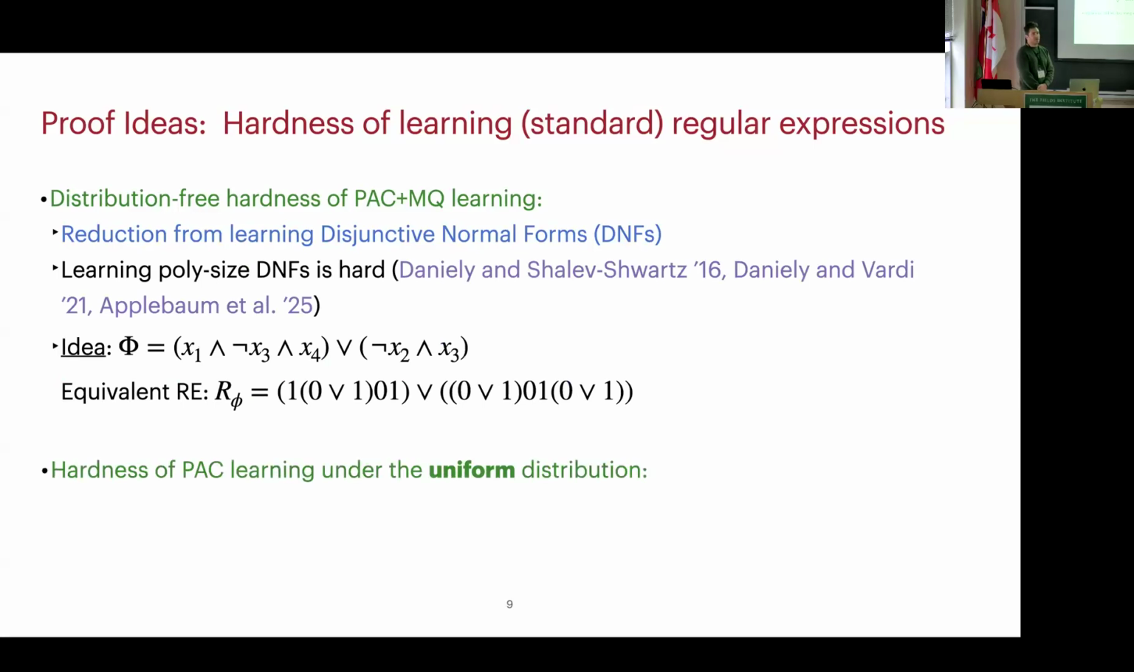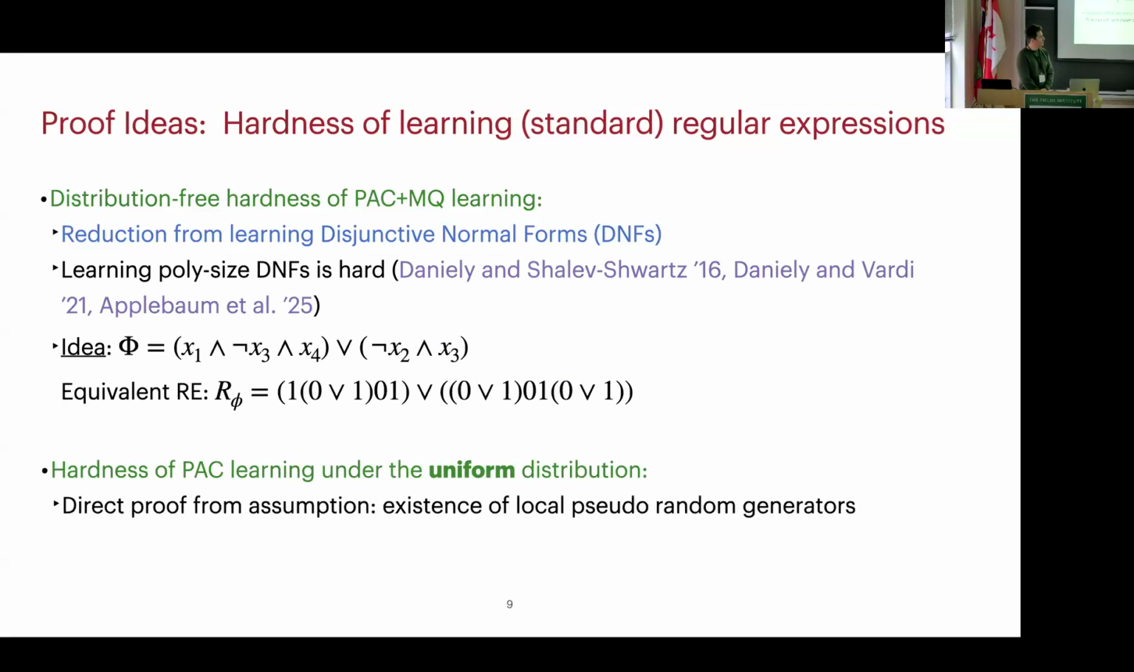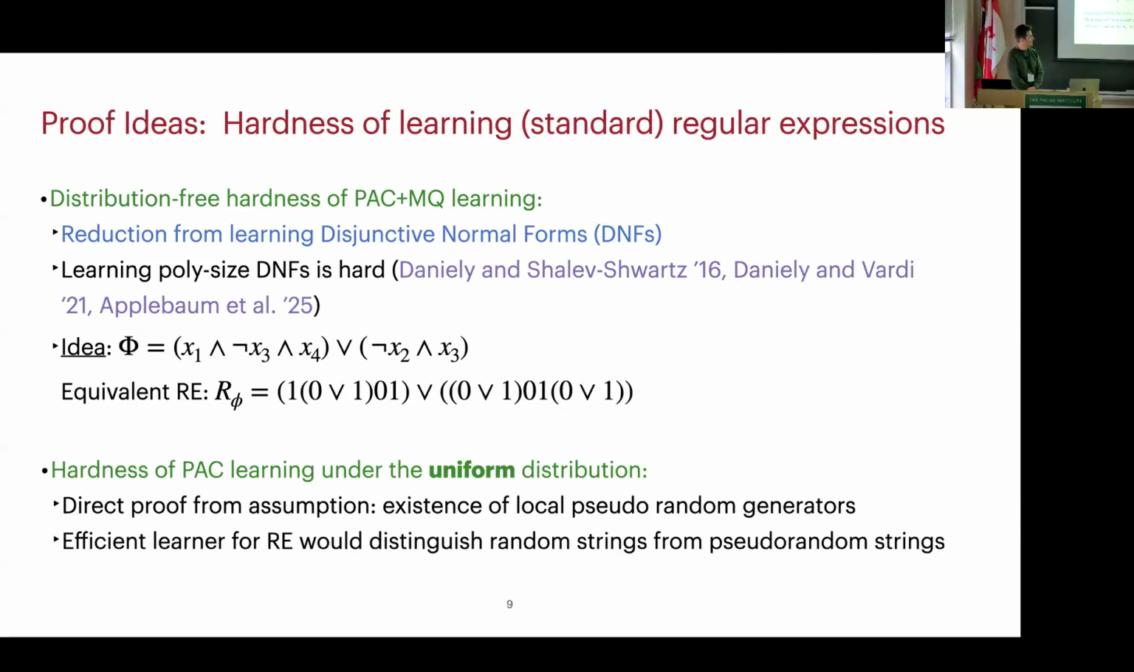To show hardness with respect to the uniform distribution, we should have worked harder. So we prove it directly from an assumption. The assumption we used is the existence of a local pseudo-random generator, which is a well-known assumption in the last about 25 years in cryptography. And the proof goes the way that if we have an efficient learner, even weak learner, for learning regular expressions, then we can distinguish random strings from pseudo-random strings, violating the assumptions of the existence of such a pseudo-random generator.